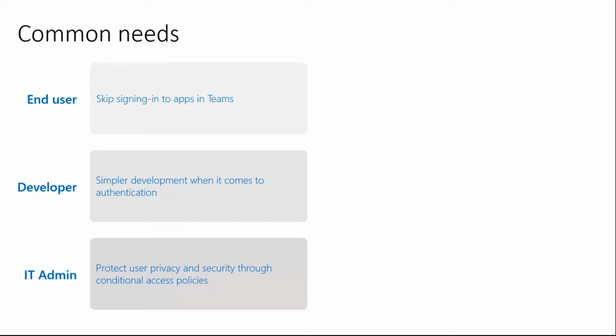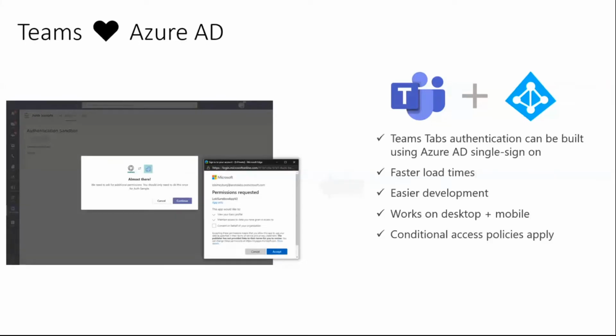So we hear frequently from IT admins that they just want better security controls over the line of business applications that run inside of Teams. So in comes Teams and Azure AD. This has been a partnership between the two orgs at Microsoft to provide you with an SSO solution. What that looks like today is that developers are able to build authentication using Azure AD. As a bonus, they're going to get faster load times as well.